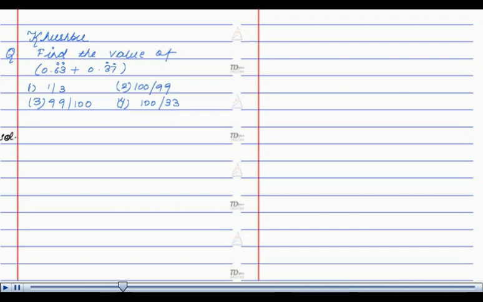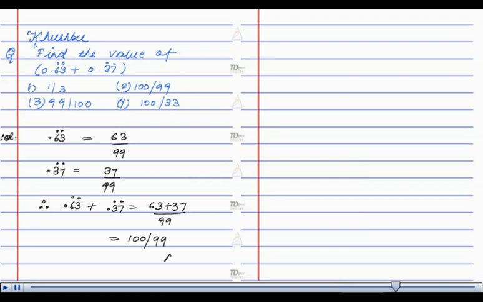The question is, find the value of 0.63 recurring plus 0.37 recurring. We know that 0.63 recurring can be written as 63 upon 99, and similarly 0.37 recurring can be written as 37 upon 99. Therefore, 0.63 recurring plus 0.37 recurring will be 63 plus 37 whole upon 99, that is 100 by 99, and so the correct answer is option number 2.